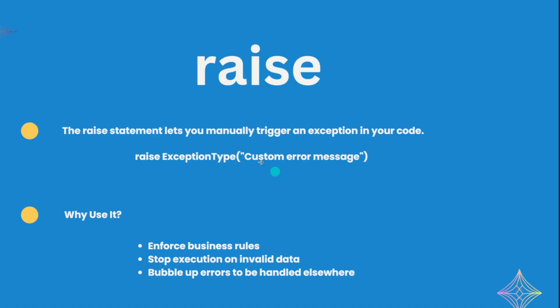So this is the syntax where you will use raise as a keyword, and we will pass the exception type, and inside this will be your custom error message. And this kind of raise, we can use to enforce some of the business rules, to stop execution on invalid data, and bubble up errors to be handled elsewhere.